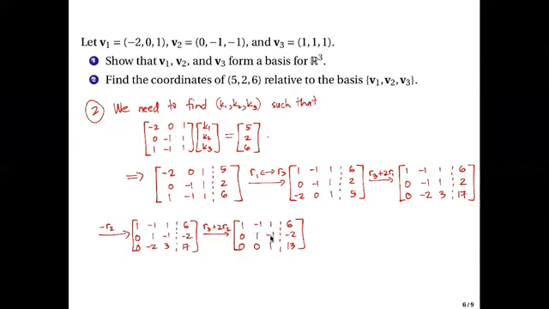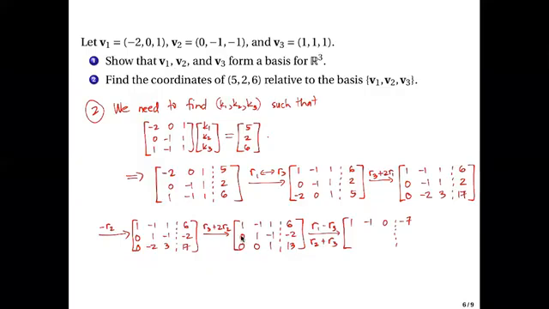Next step, we want to make this 0 and this guy here 0. So row 1 minus row 3 and row 2 plus row 3. So row 1 minus row 3. So 1 minus 0, that's 1. Negative 1 minus 0, that's negative 1. 1 minus 1, that's 0. Then 6 minus 13, that's negative 7.